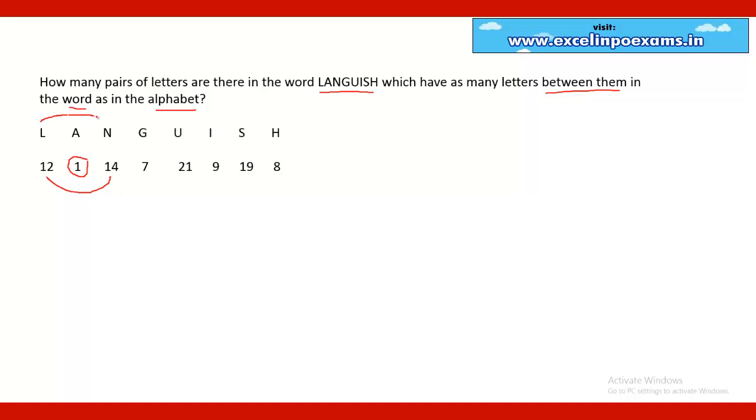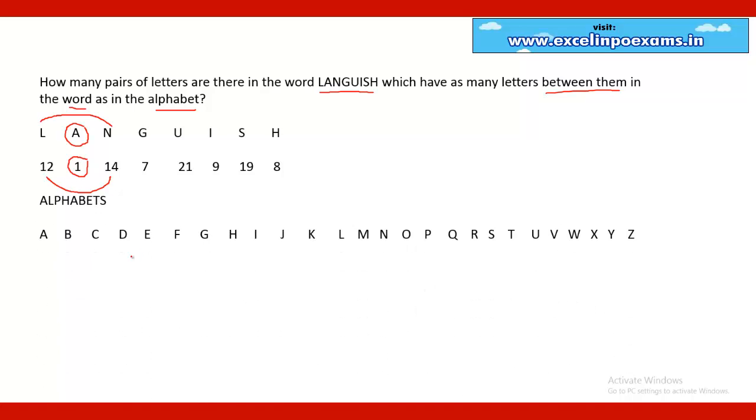So here between L and N there is one alphabet, and in the alphabets also there is one alphabet between L and N. You see, between L and N in the alphabets there is M, and here in the word it is A. So this pair LN satisfies the given condition, therefore the first pair is LN.